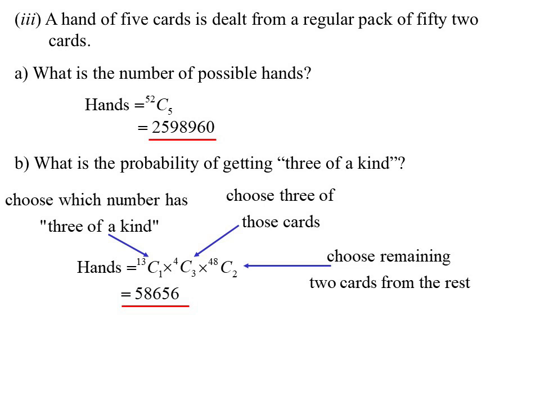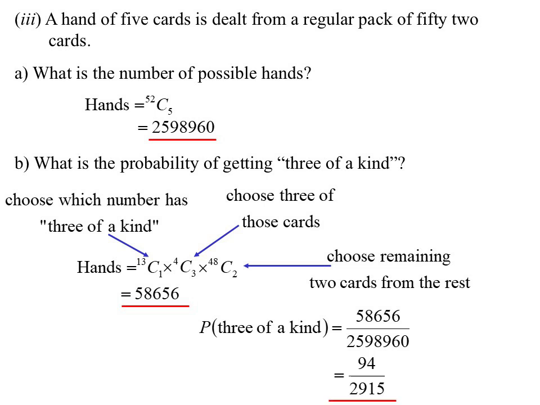Brings up the question, what's the probability of 3 of a kind, which is what they wanted us to solve. That simplifies down to 94 on 2,915. Sometimes to get a better feel of how likely something is, we change it to a percentage. That's around 3.2%. 3.2% chance.